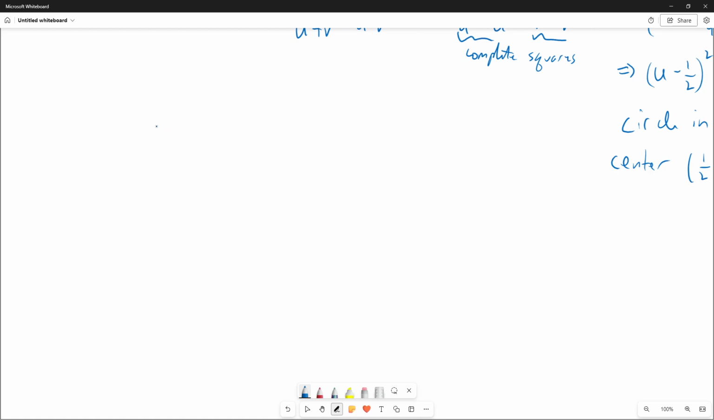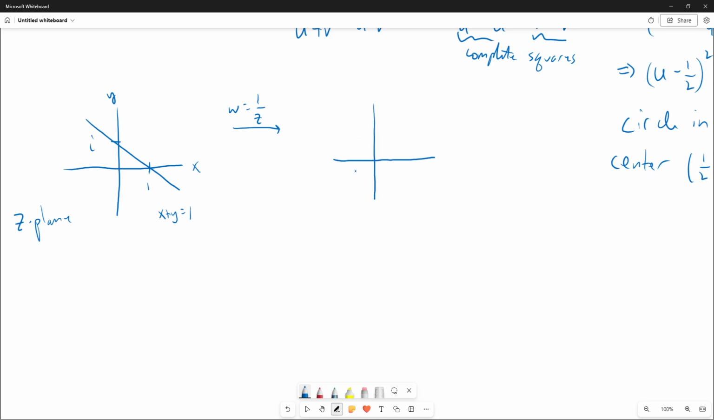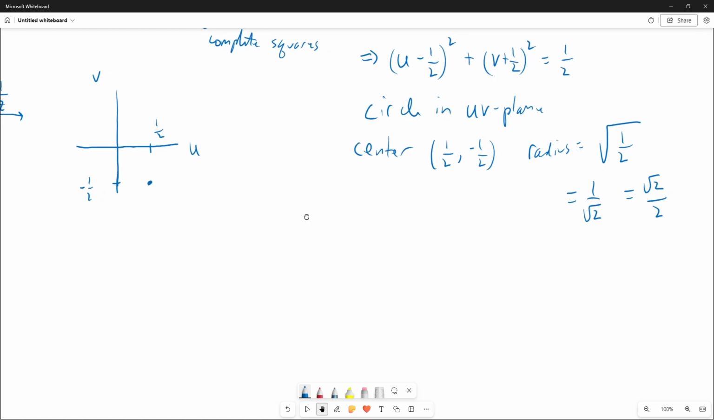So let's put this together. Our line is x plus y equals 1 in the z-plane. And then when we figure out the image under the reciprocal transformation, we get a circle in the UV plane whose center is at (1/2, -1/2) and whose radius is 1 over the square root of 2.